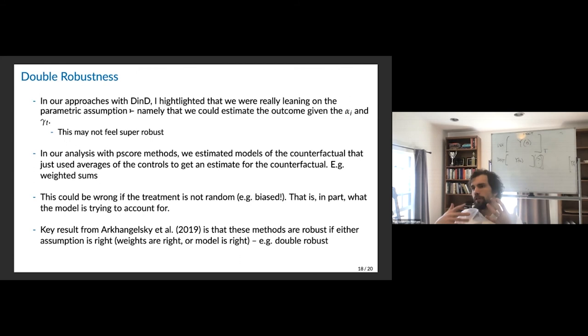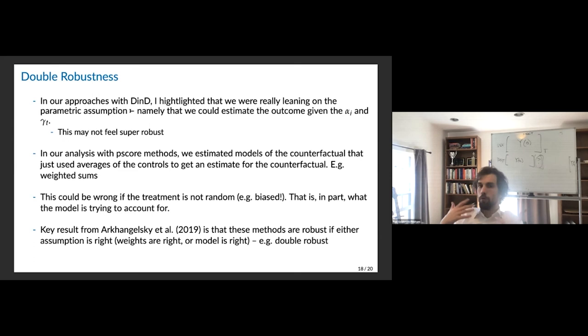And the result in this Arkhangelsky paper is the idea that if either you construct the right synthetic group or you get the right underlying factor structure model, right? If either of those are true, you're going to get the right treatment effect. So what does that mean? It really just means you only have to approximately be right. You're going to be robust to more potential violations in the model.